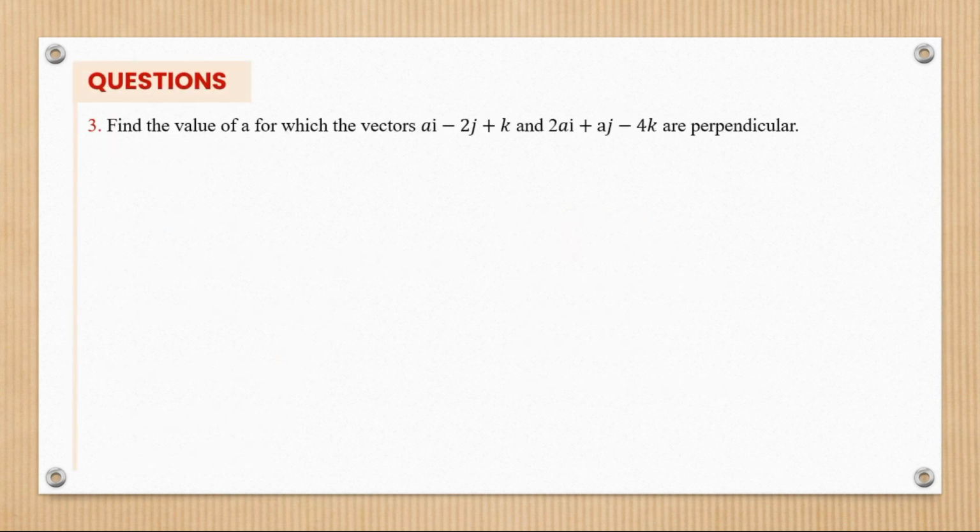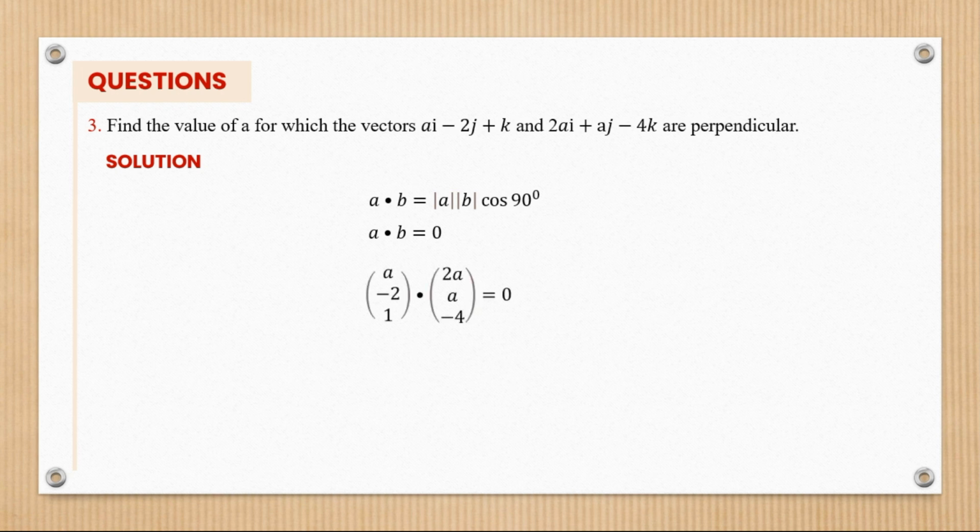Alright, so next question, we're being told to find the value of a for which the vectors ai minus 2j plus k and 2ai plus aj minus 4k are perpendicular. Now remember something, we've said it before, that when two vectors are perpendicular, it means that the angle between them is equal to 90 degrees. So that means that we have cos of 90 somewhere, but remember that cos of 90 is 0. So a dot b shall be equal to the magnitude of a times the magnitude of b cos 90, but you know that cos of 90 is 0. So that means that a dot b shall be equal to 0.